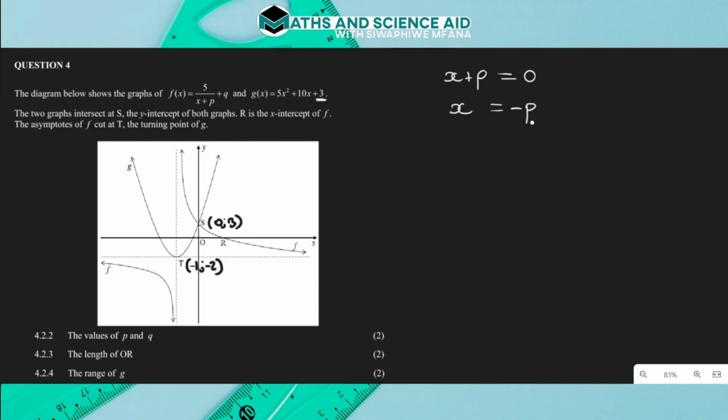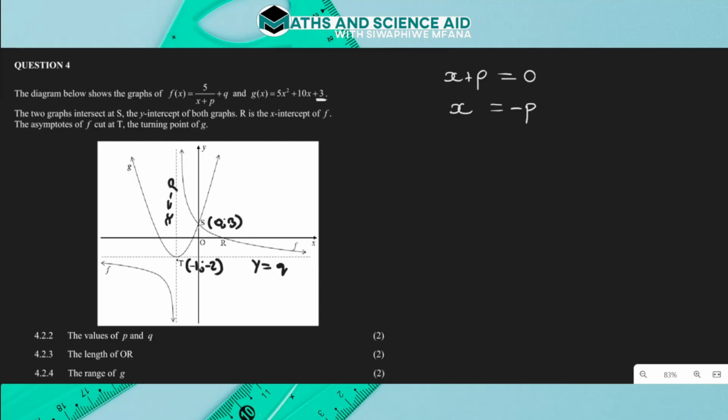So minus p will give you the value of the vertical asymptote. Now if we go to our graph, specifically the hyperbola, we can see that here are the asymptotes. The vertical dotted line is the x asymptote, so this is our x equals negative p. And on the other end, this is our horizontal asymptote, so this is our y equals q.